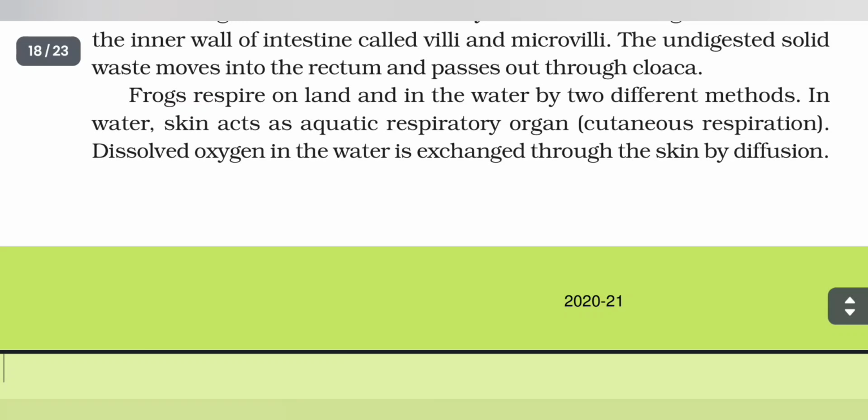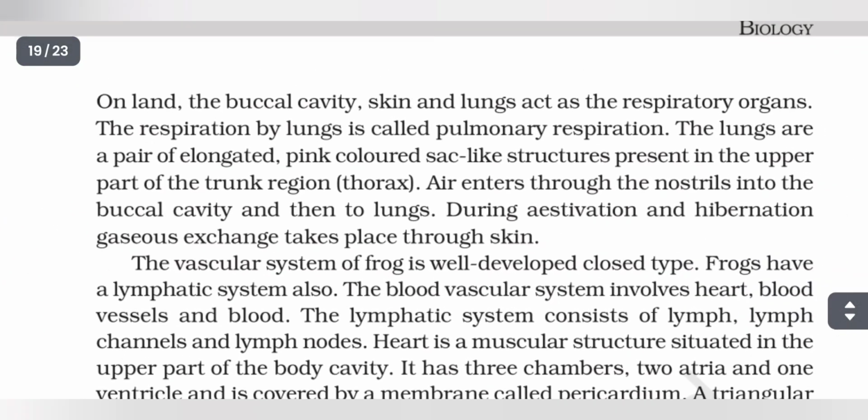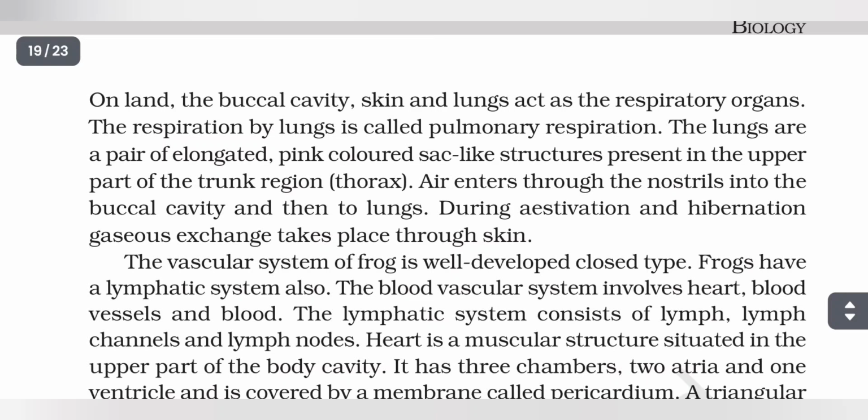Frogs respire on land and in the water by two different methods. In water, skin acts as the aquatic respiratory organ. Cutaneous respiration: dissolved oxygen in the water is exchanged through the skin by diffusion. On land, the buccal cavity, skin, and lungs act as the respiratory organs. The respiration by lungs is called pulmonary respiration.